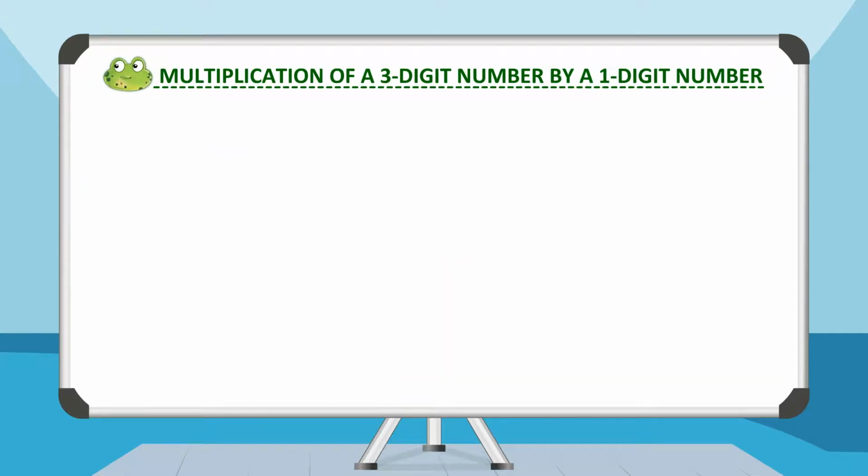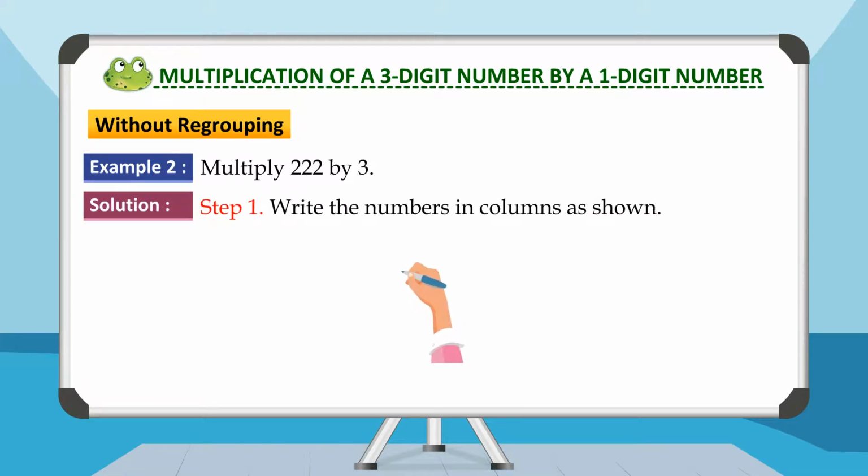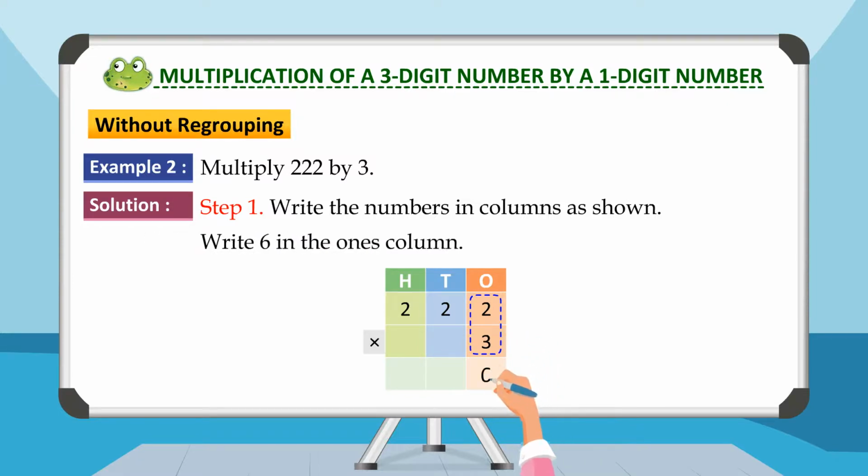Multiplication of a 3-digit number by a 1-digit number without regrouping. Example 2. Multiply 222 by 3. Solution. Step 1. Write the numbers in columns as shown. Multiply the digit in the ones column by 3. 2 ones × 3 is equal to 6 ones. Write 6 in the ones column.